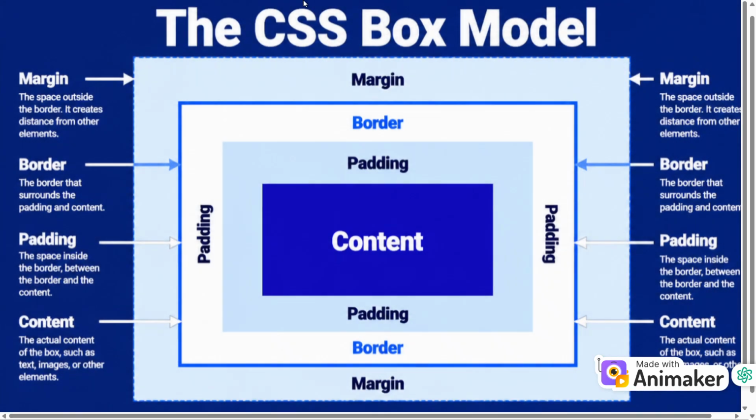All of this comes together in what's called the CSS box model. Every element on a web page is a box. At the center is your content. Wrapping that is padding, space inside the box. Then comes the border, the outline. And outside that is the margin, space between this element and others.